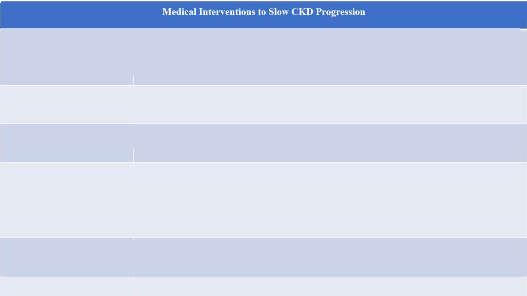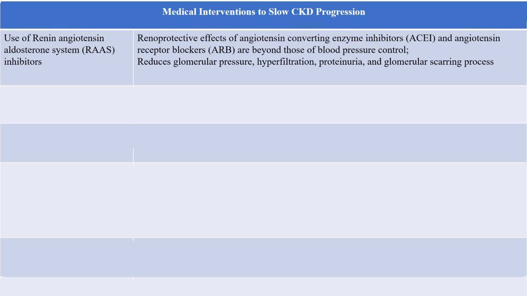Interventions that have been shown to slow CKD progression include the following. The use of renin-angiotensin-aldosterone system inhibitors or RAS inhibitors. The renoprotective effects of angiotensin-converting enzyme inhibitors and angiotensin receptor blockers have been shown to be beyond those of blood pressure control. RAS inhibitors can reduce glomerular filtration pressure, thereby lowering both glomerular injury and proteinuria.